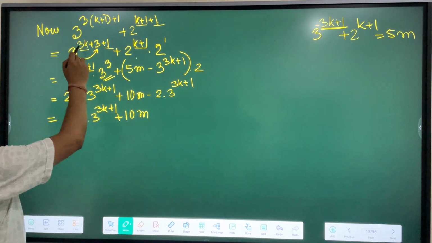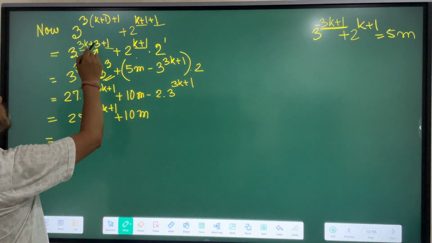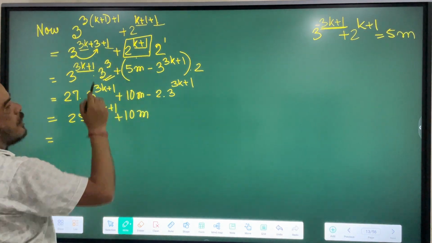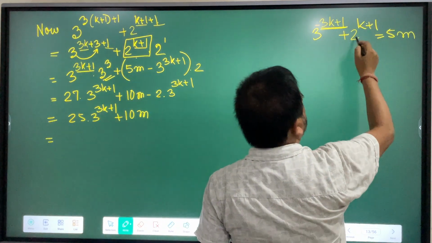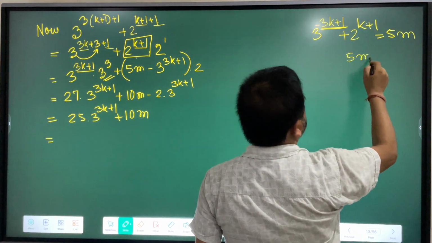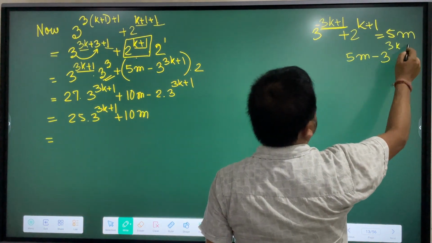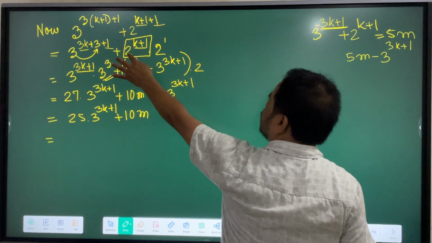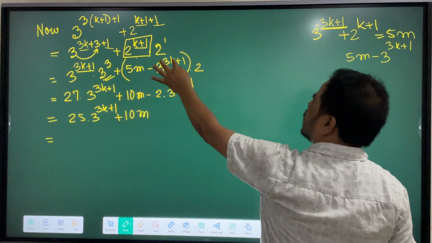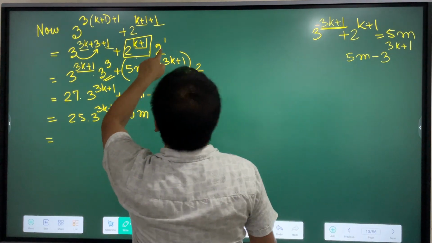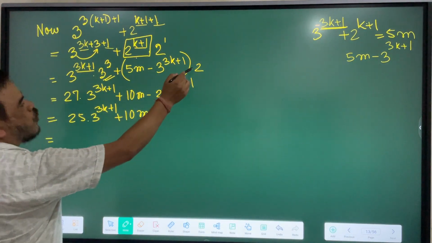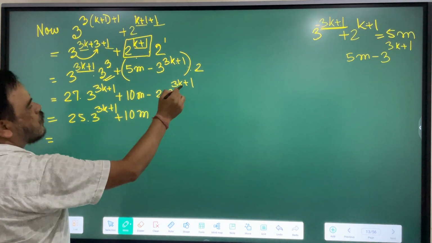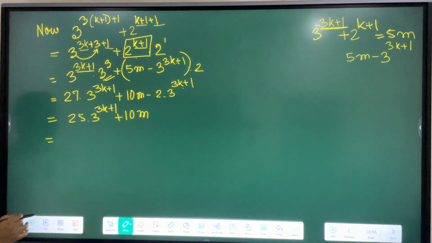So 3 to the power 3k plus 1 is taken separately, 3 to the power 3 written separately, plus in place of 2 to the power k plus 1, since 2 to the power k plus 1 is equal to 5m minus 3 to the power 3k plus 1. This 3 to the power 3k plus 1 goes to that side. So in place of 2 to the power k plus 1, 5m minus 3 to the power 3k plus 1 is written, into 2, where 2 is as it is. So 2 into 5 is 10m, and 2 into 3 to the power 3k plus 1 as it is. Okay.